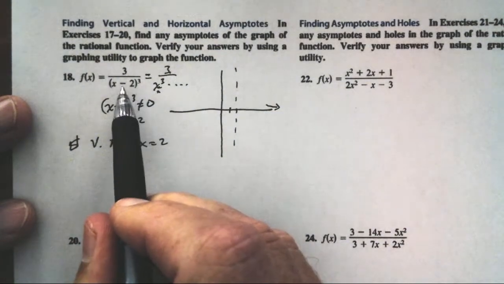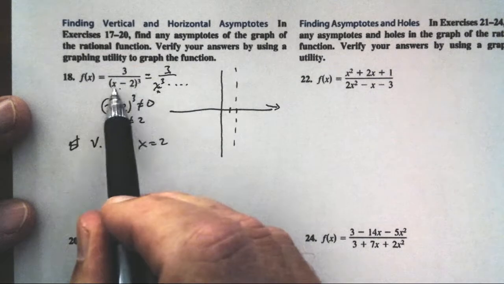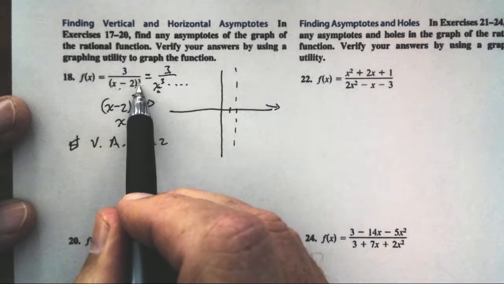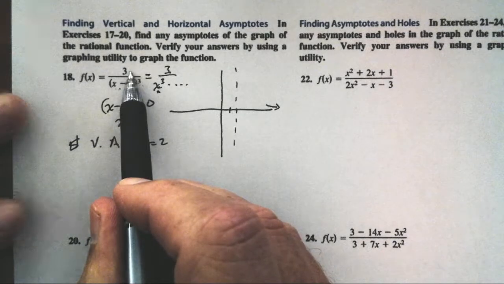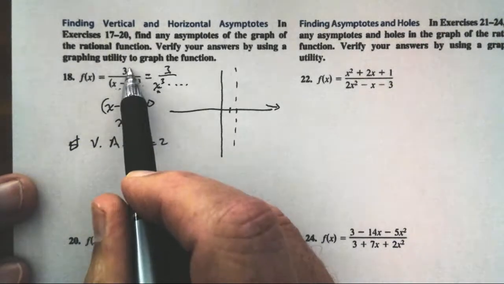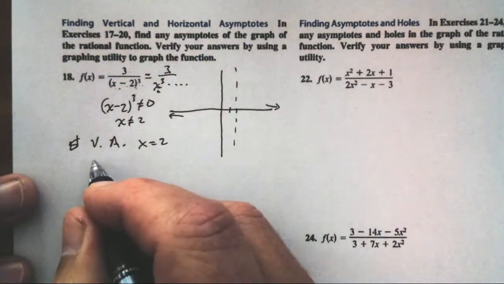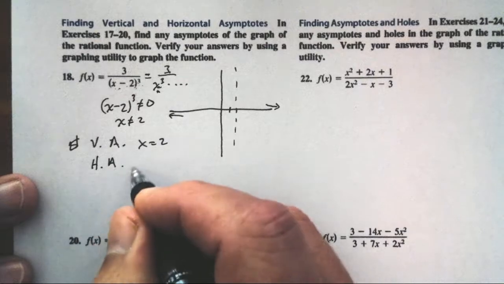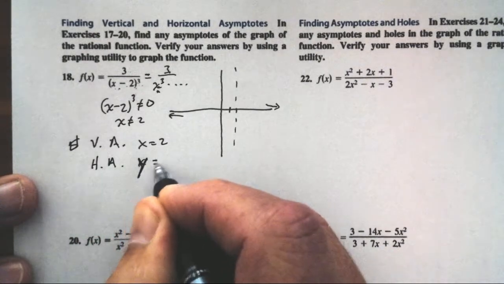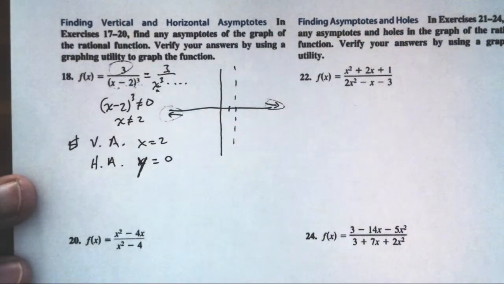When I put in a huge negative number, a negative to the third becomes a huge negative. I get positive divided by huge negative. 3 apples to feed the world. Everybody gets nothing, but positive divided by negative is negative. It wants to be this way. So our horizontal asymptote is y, the height, wants to be 0 eventually. It just never quite gets there.